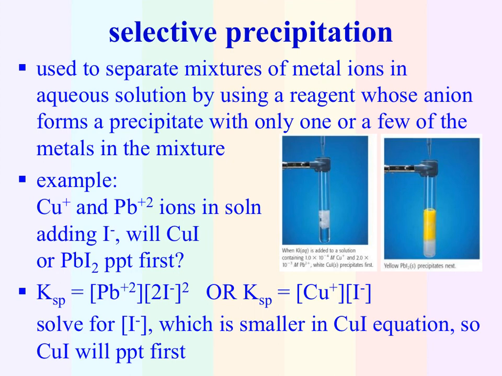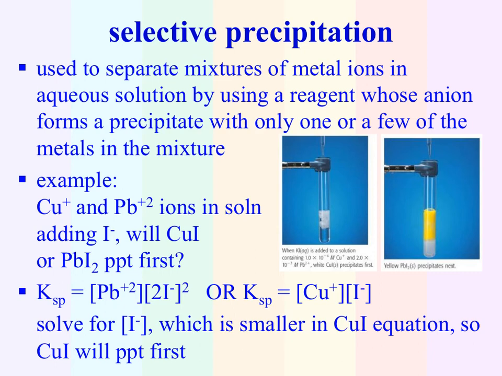So what is selective precipitation? Selective precipitation is a procedure that allows us to separate out mixtures of specific metal ions that are in solution by using an anion that will only form precipitates with certain metals in solution. An example would be if in this situation I have copper plus 1 ions and lead plus 2 ions in solution, and we want to know if the CuI or the PbI2 is going to precipitate first. We're going to figure this out based on some information we've been given.